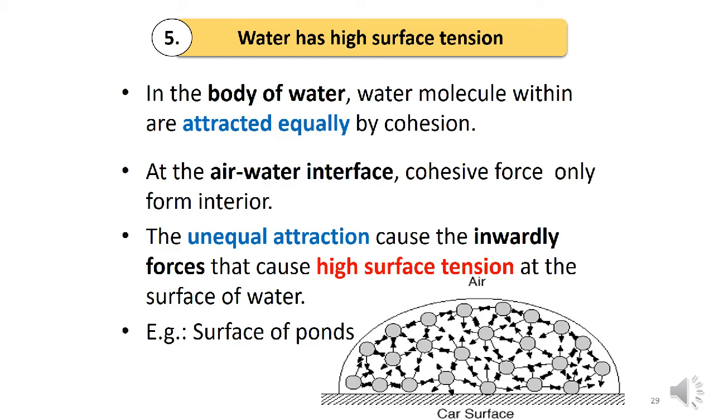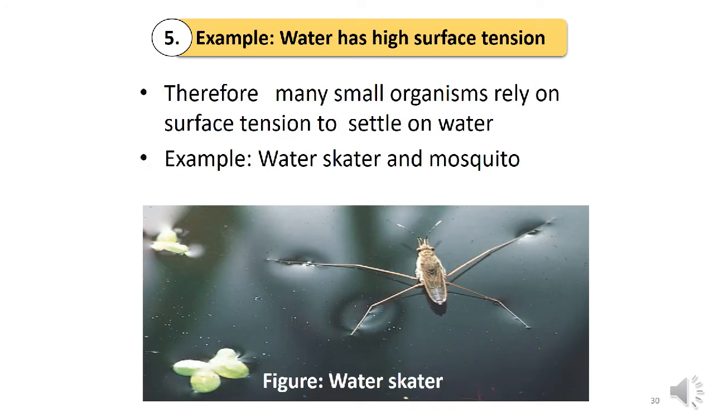Alright, so this is what is happening, for example, at the surface of ponds. You can see here, for example, in this diagram, we have the water strider. Since the water has high surface tension, it allows many small organisms to rely on the surface tension to settle on water. They are able to move on the surface of the water. For example, we have the water strider and also the mosquito.